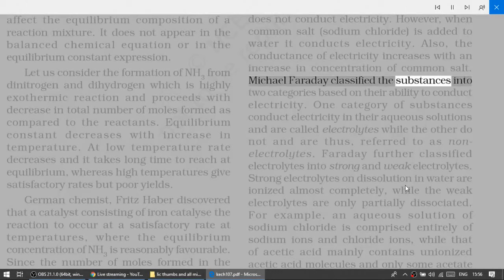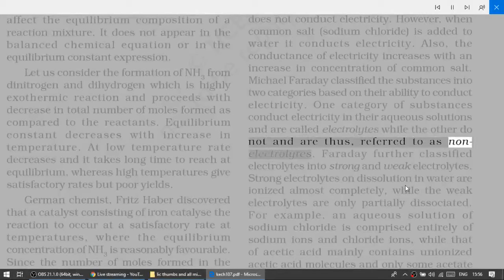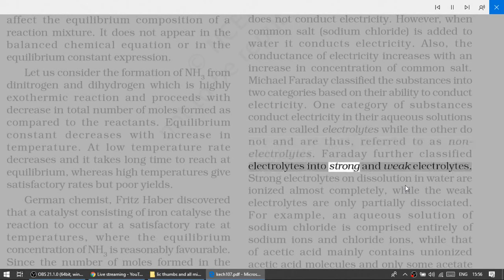Michael Faraday classified the substances into two categories based on their ability to conduct electricity. One category of substances conduct electricity in their aqueous solutions and are called electrolytes, while the others do not and are thus referred to as non-electrolytes. Faraday further classified electrolytes into strong and weak electrolytes. Strong electrolytes on dissolution in water are ionized almost completely, while the weak electrolytes are only partially dissociated.